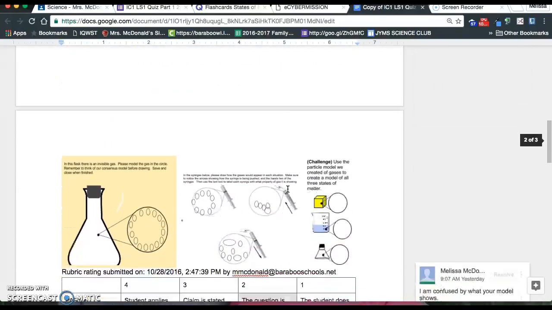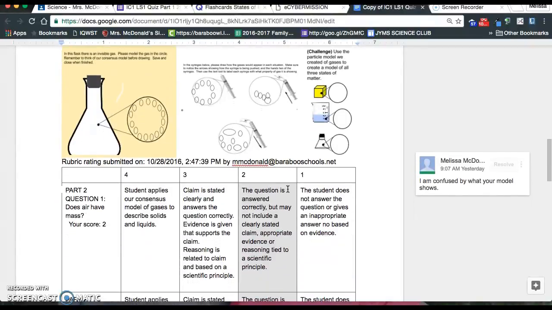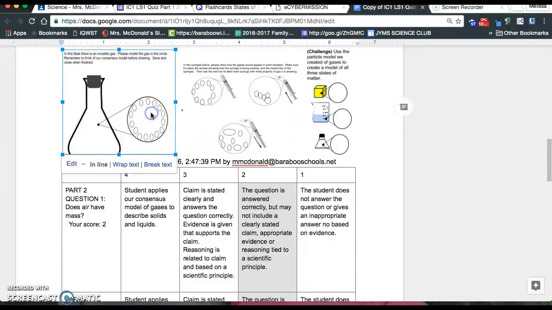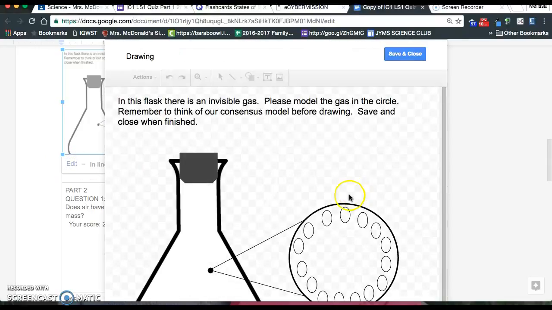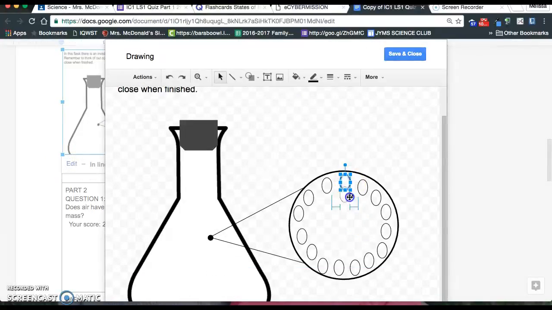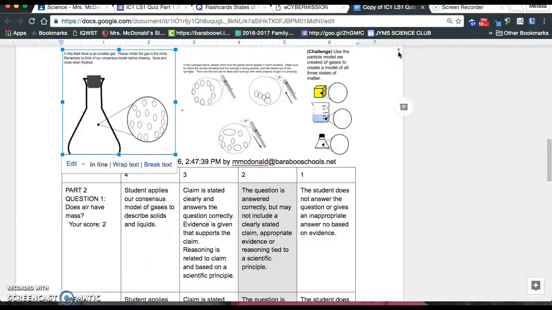Now down here, I'm looking at my models, and Mrs. McDonald says she's confused by what my model shows. And when I look at my model, I notice that it has some issues. So I'm going to resolve this comment, click on my model, click Edit, and update my model to look more like the consensus model that we've seen in class. Once I'm satisfied with my model, I'll click Save and Close.